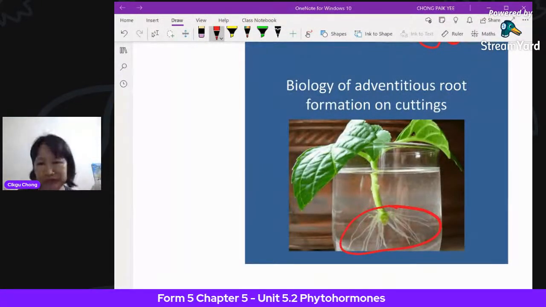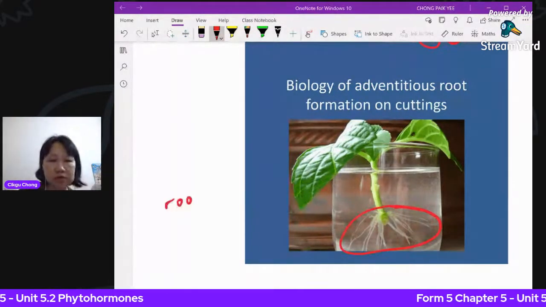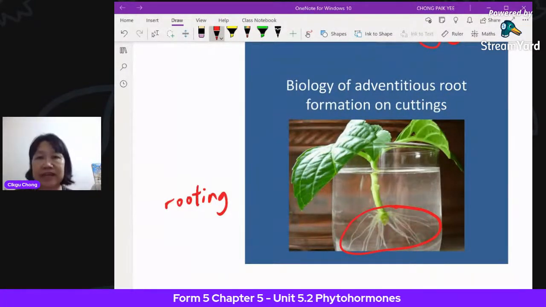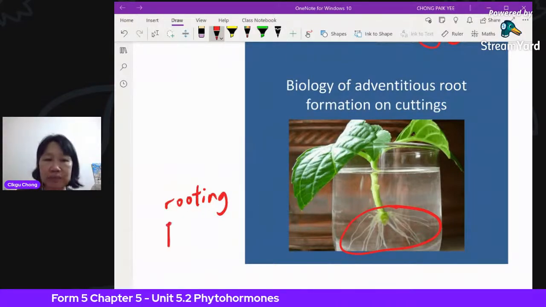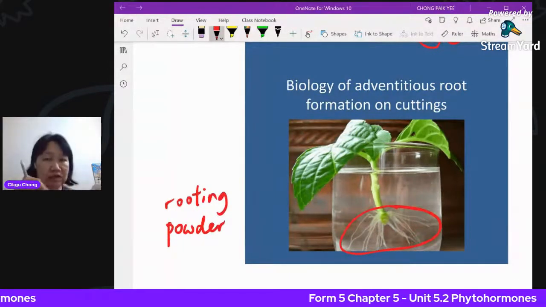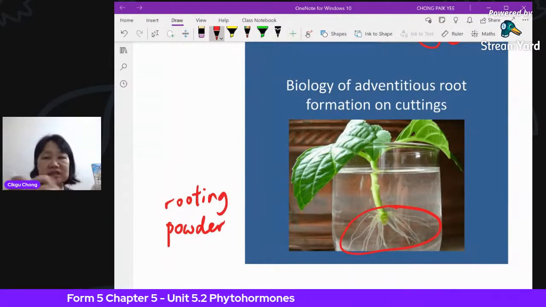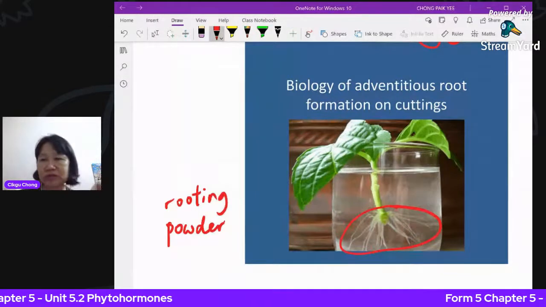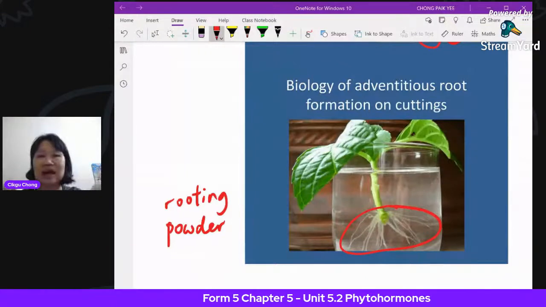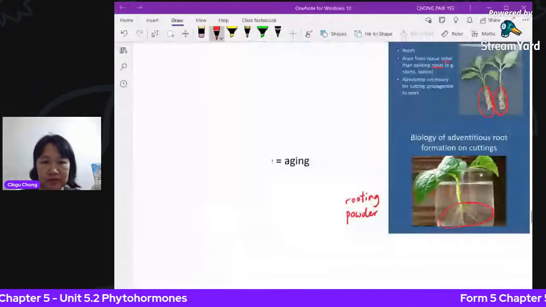You can make it faster by using what we call rooting powder. It's actually a hormone. You can buy it from the nursery, the place where they sell fertilizer. Rooting powder actually contains auxin. You put the rooting powder there because you want the roots to grow faster, leave it for a couple of days, and the roots will come out. When you see roots, you can plant it into the ground. This is how you plant the rose. So that's called adventitious roots. Any questions so far?